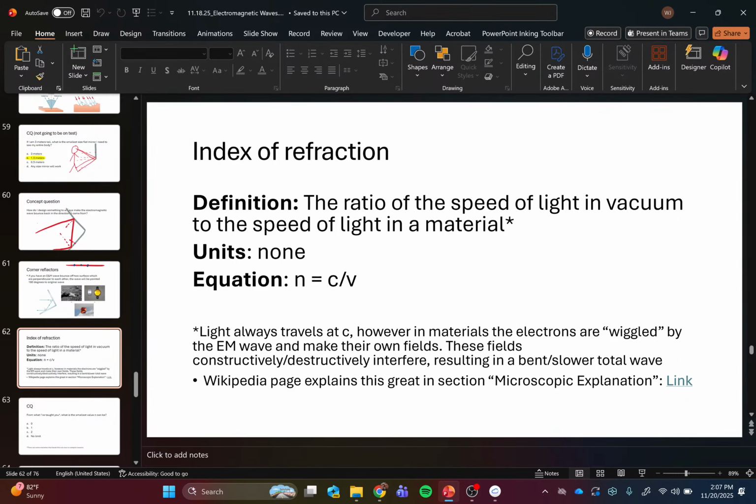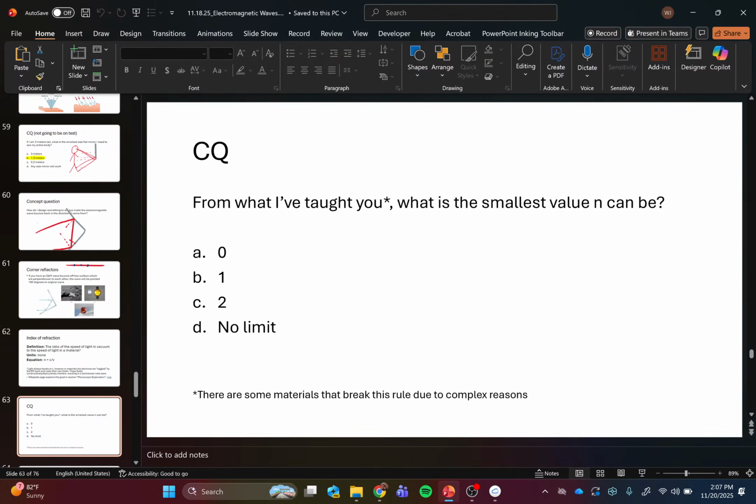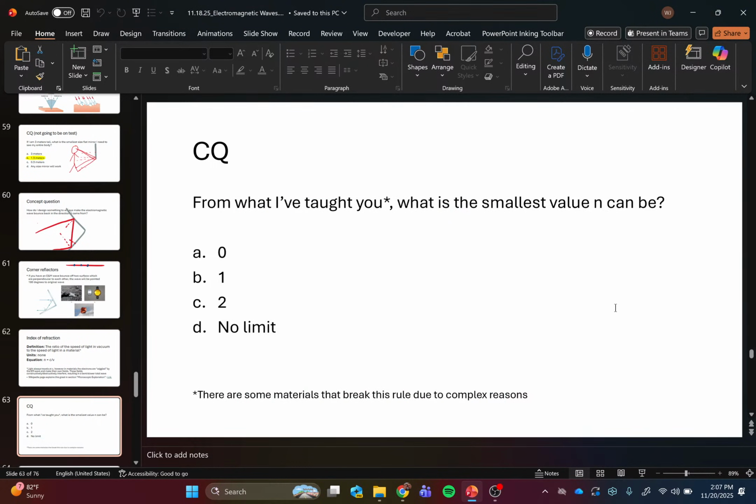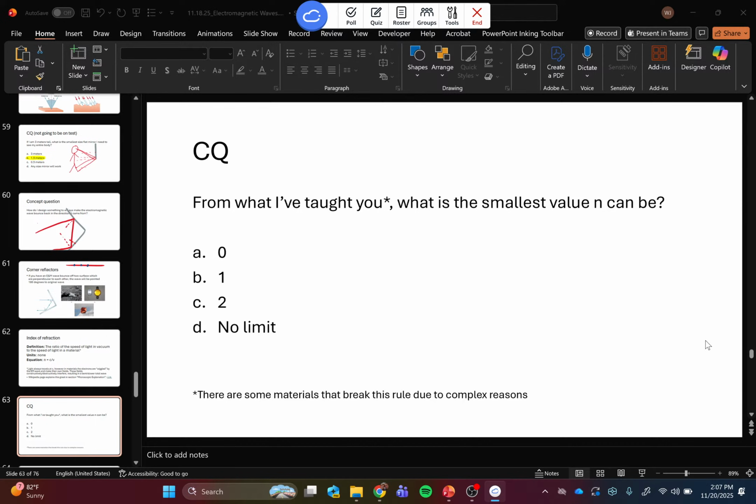All right, N equals C over V. V will always be smaller than C. Let's see if that made sense. According to what I just taught you, again, there's another asterisk here. What is the smallest value N can be? There are some materials that break this rule, but don't worry about this.